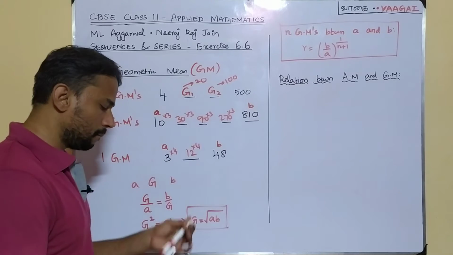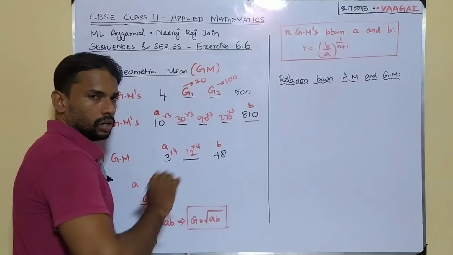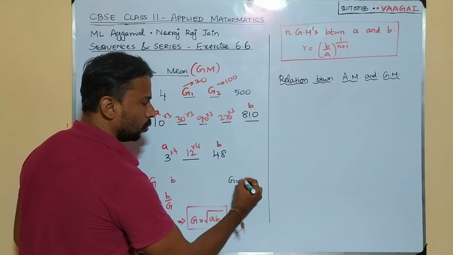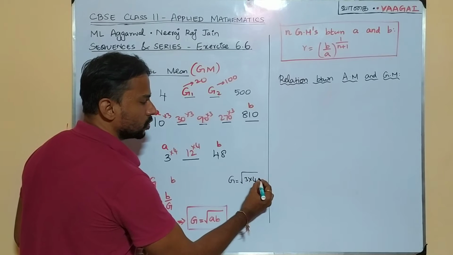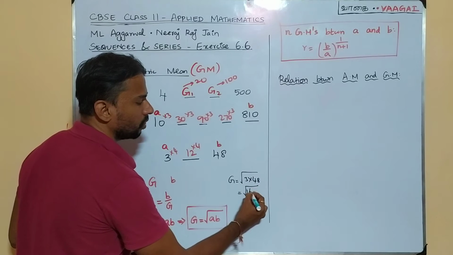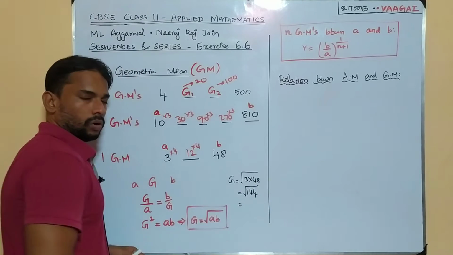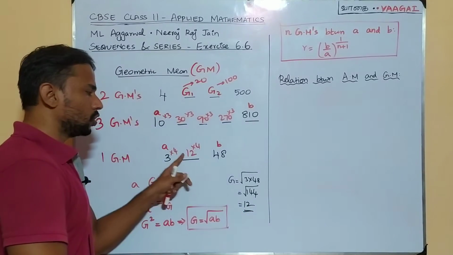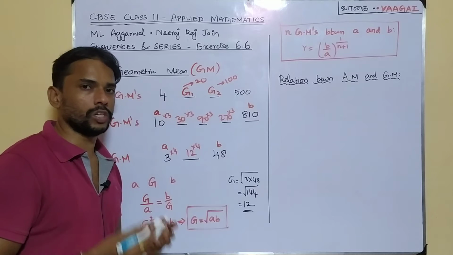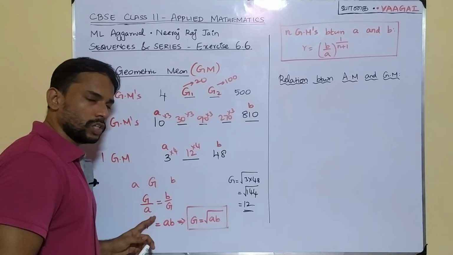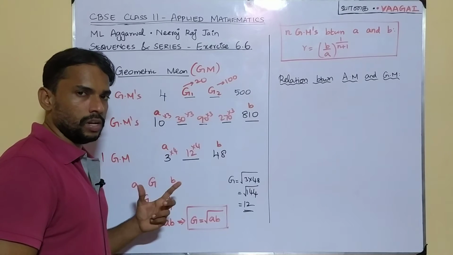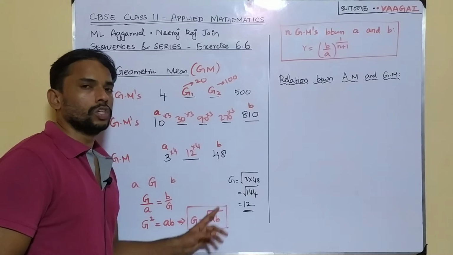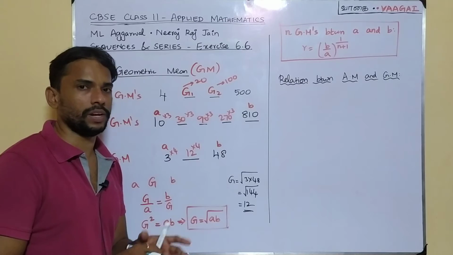Shall I just try checking it? I'll just work it out here. So this will be g is equal to root of 3 into 48. So what is 3 into 48? This will be 144. So root 144, we very well know the value is going to be 12. So that means the geometric mean is going to be 12. That is why I told you, if you have a situation to insert only one geometric mean between two values a and b, you can use this formula: g is equal to square root of ab.